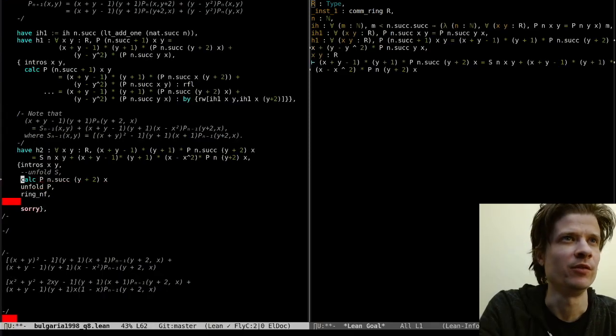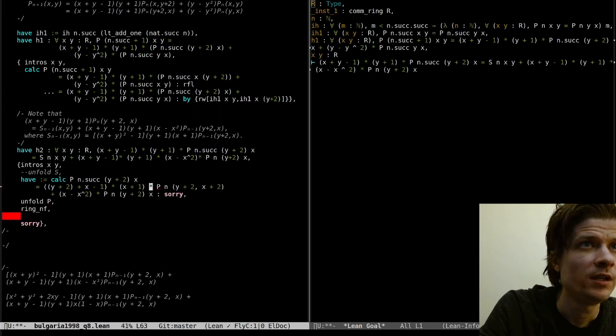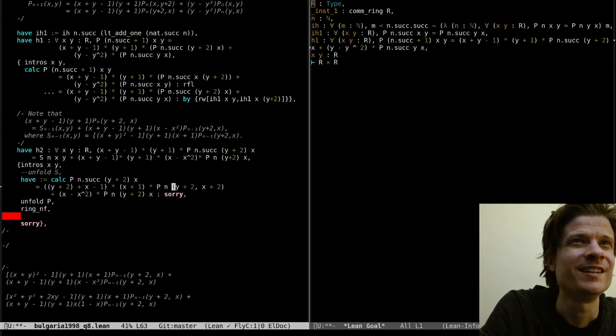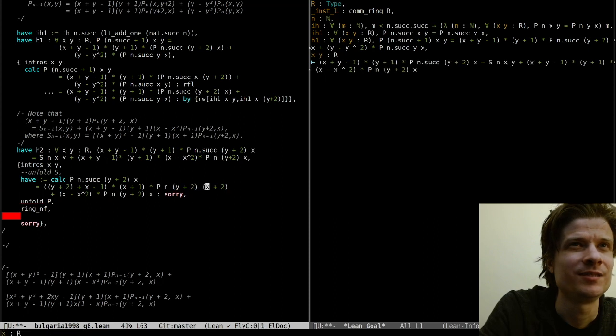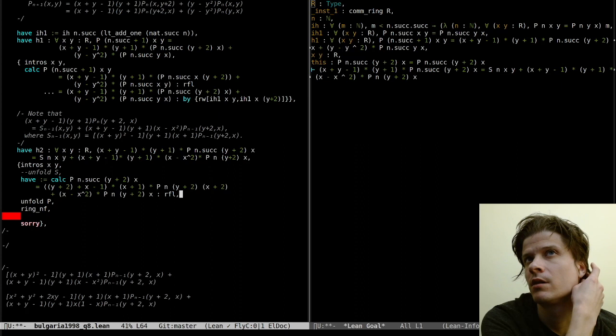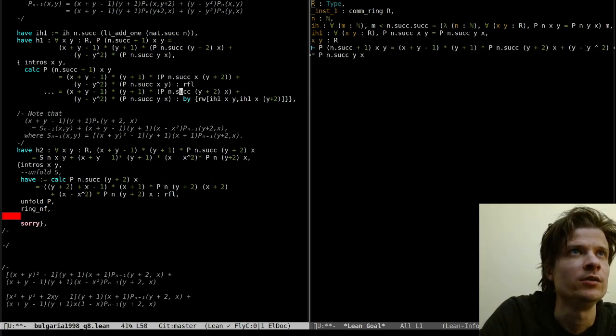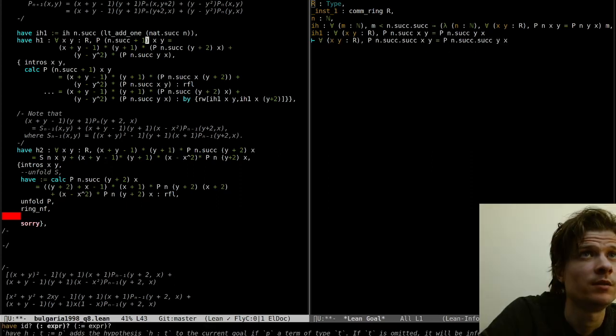Yeah, maybe this is a fun way to noodle. I can say have equals calc. Okay, what did I type wrong here? P of n. Oh, I did not mean to try to uncurry P there. Okay. So that's just writing out the definition of P. Oh, I'm becoming more convinced that I need to do a different lemma for H1. That I need to get different indices up here. I mean, maybe just unstuck.